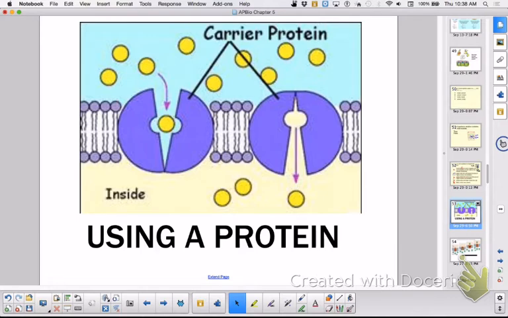Yes? I thought carrier protein always uses energy. Well, what did I just get through saying? Generally speaking, you would use a channel. But what you want to look at is your concentration gradient. If this arrow went the other way, then it would be what? Active transport. Yes? Just to clarify, diffusion never requires energy, right? No, diffusion, you're just going from a higher concentration to a lower concentration.